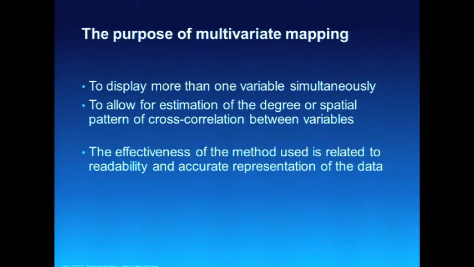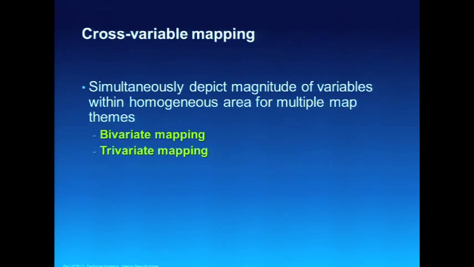So the effectiveness of the multivariate map method is going to be related to the readability of the map, because you're asking people now to look at a map to understand more than one variable. The map has to be readable. And it also has to have an accurate representation of the data. Bivariate and trivariate choropleth maps are in this class of multivariate maps that are called cross-variable mapping. And we're just going to simply show these multiple variables within a homogeneous area. And that homogeneous area is going to carry information for multiple map themes.